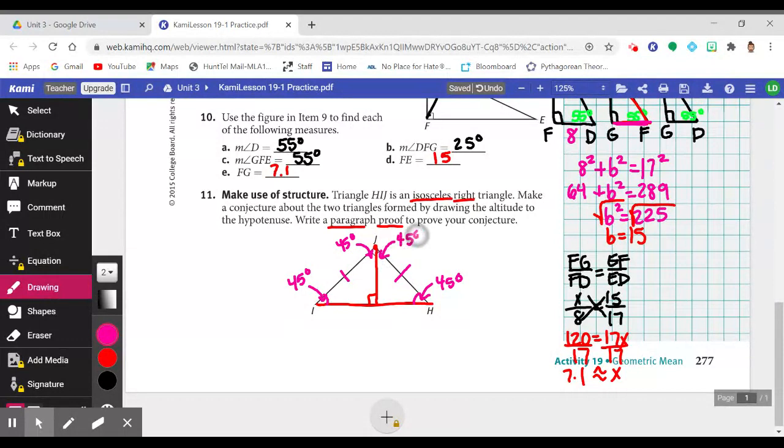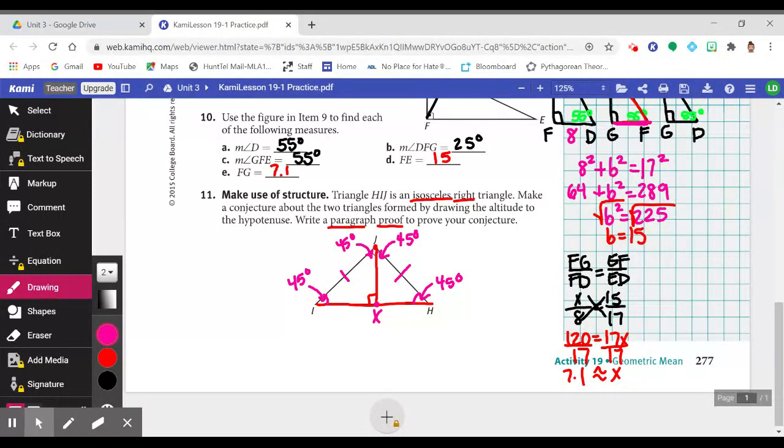And so does angle HJ. I guess we could call this X if you want. Angle HJX is also 45 degrees. So something we could say is that these two triangles are congruent triangles, but they're also isosceles right triangles as well. So interestingly enough here, when we take an isosceles right triangle and draw an altitude from the right angle to the hypotenuse, it actually divides it into two smaller right isosceles triangles.